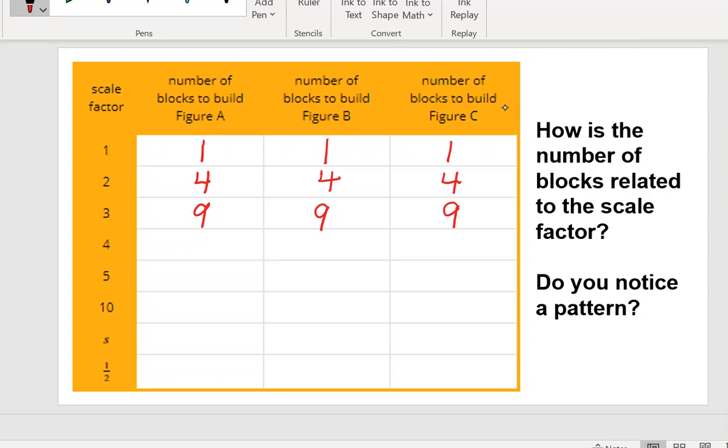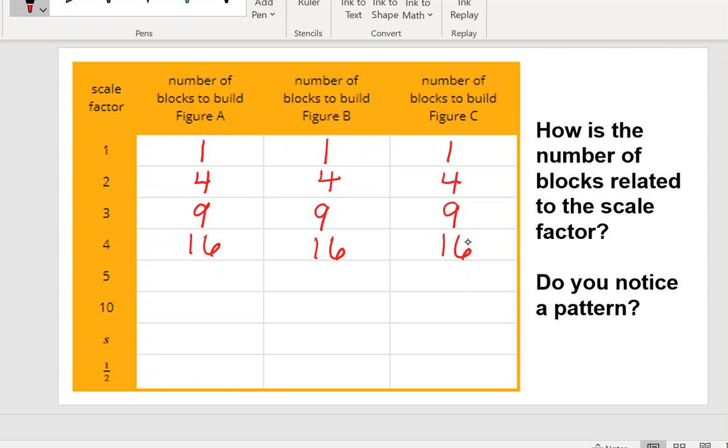We also did it where it was 4 times the original base. So if the scale factor was 4, to recreate the rhombus, it took us 16. To recreate the triangle, it took us 16. And to recreate figure C, which was the trapezoid, it took us 16 pieces to do that. So what I want you to do is think about, do you notice any sort of pattern in this table relating the scale factor to the number of blocks that it takes to build it?